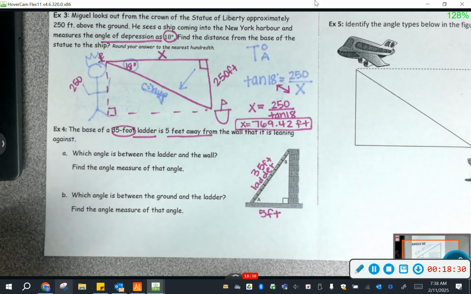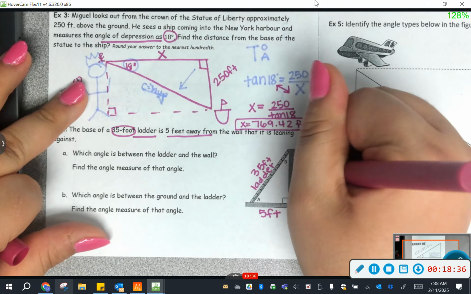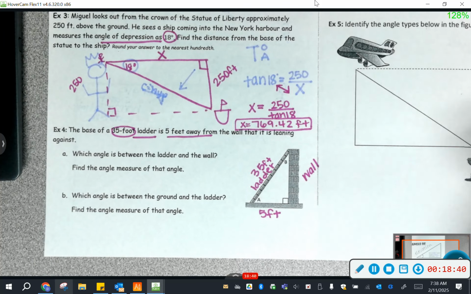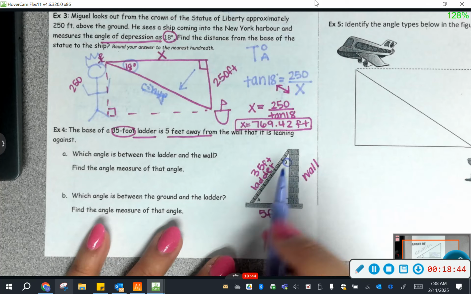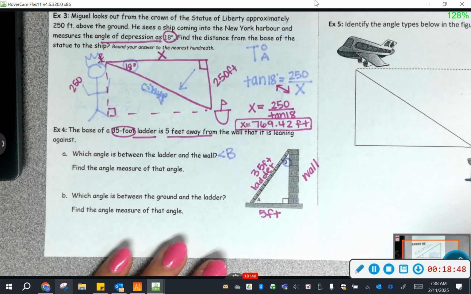Which angle is between the ladder and the wall? Let's go ahead and write wall right here, just so we know that is a wall. B. B is between, do y'all agree? Here's the ladder, here's the wall. So angle B is between the ladder and the wall.